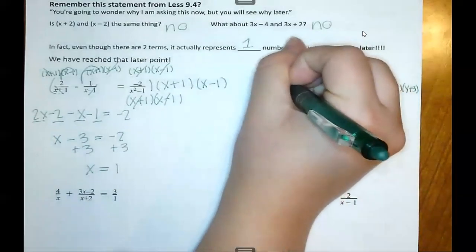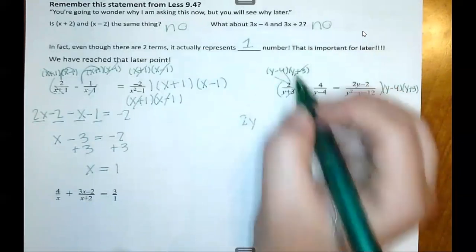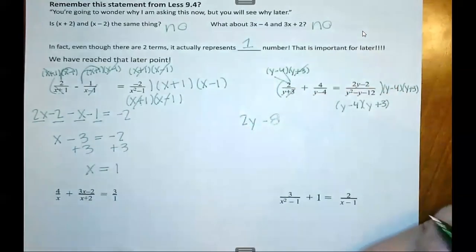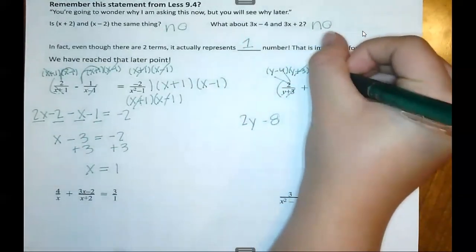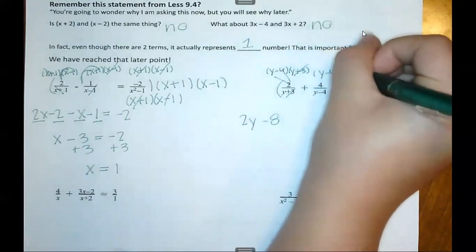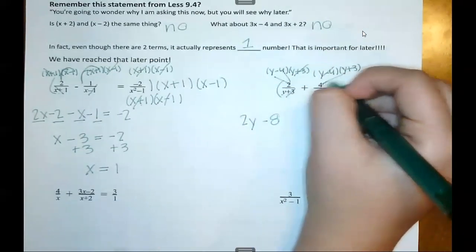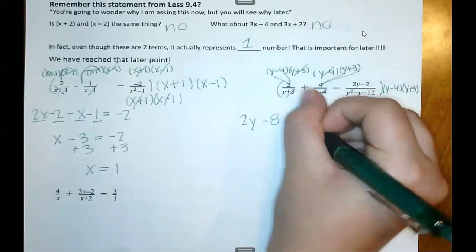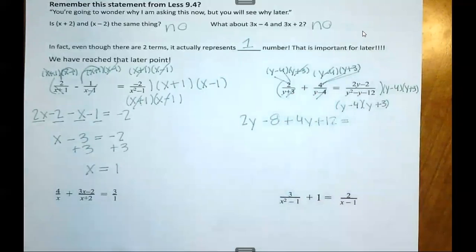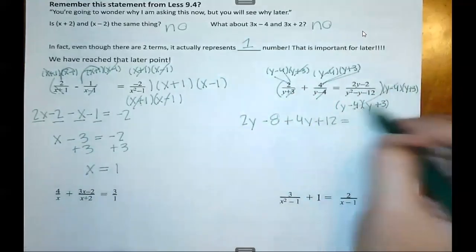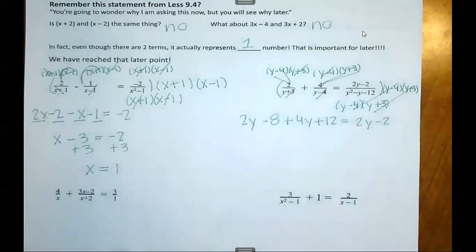And then I multiply the 2 into the parentheses. So 2 times y would give me 2y. 2 times negative 4, negative 8. All right. Now I do it for my next fraction. y minus 4 times y plus 3. The y minus 4's cancel out, and I multiply the 4 into the parentheses. So 4 times y will give me 4y. Positive 4 times positive 3, positive 12. All right, and then my last fraction, I cross out, and I'm left with the top, which was 2y minus 2.